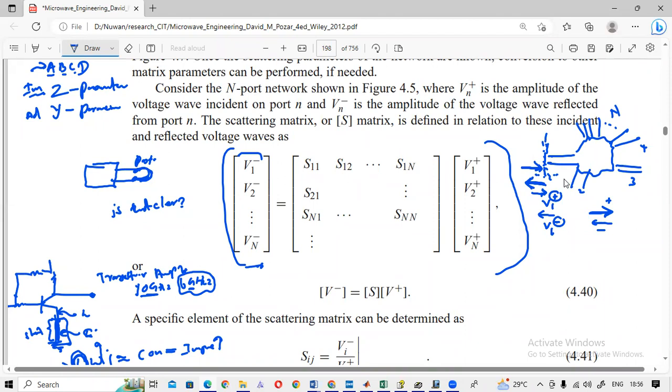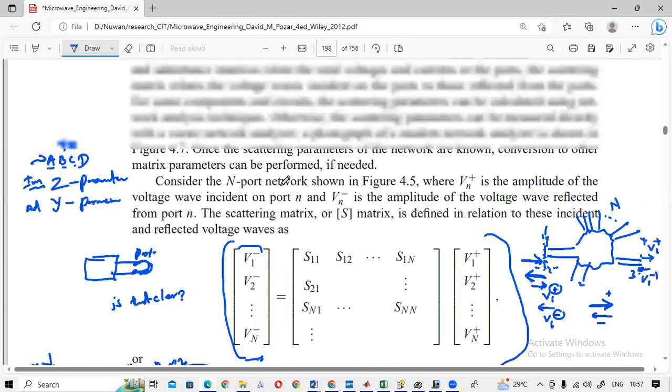So you can see that if you consider this kind of port also, the same thing is there. You have a forward voltage in this direction, and you mark it as the plus port. This direction, and this direction it will be minus. Like this, so you can mark all these voltage values.